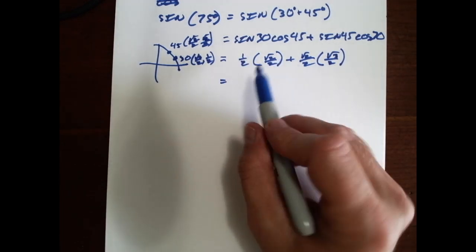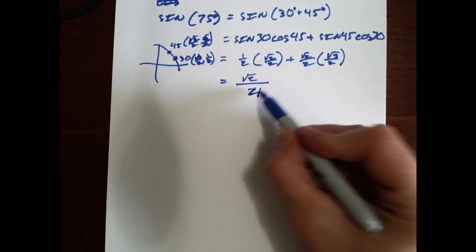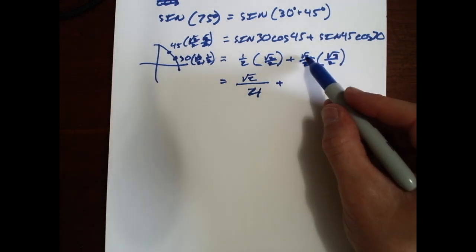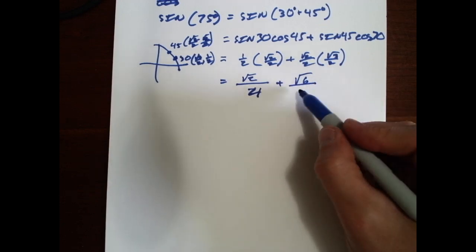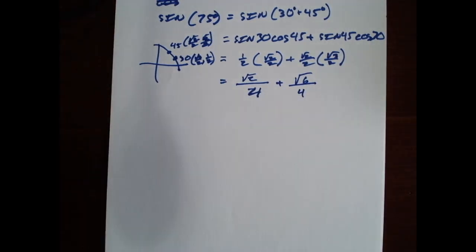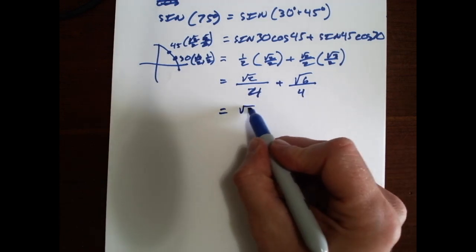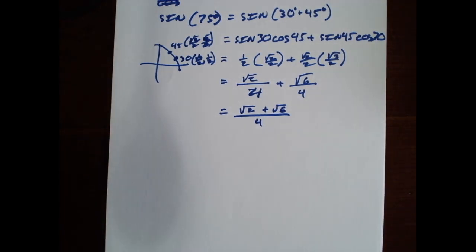So 1 times root 2 gives us root 2. 2 times 2 gives us 4. All right? And then over here I have root 2 times root 3, which gives us root 6. And then 2 times 2, which gives us 4 again. Now, denominators match, so I can add the numerators, root 2 plus root 6 over 4. Now, that's as much simplifying as we can do at this point, but what we can do is get our calculator out and plug that in and find that it's roughly 0.96.